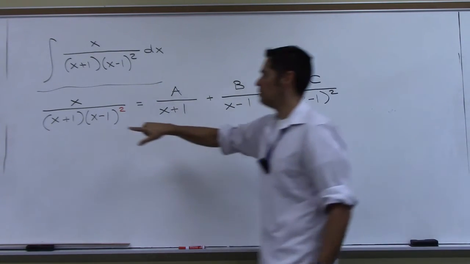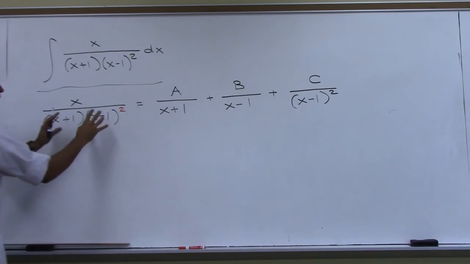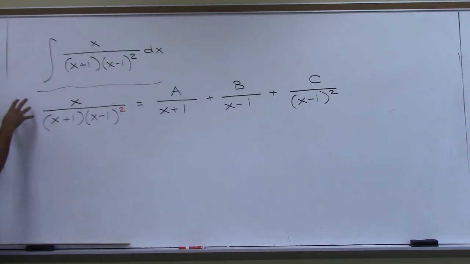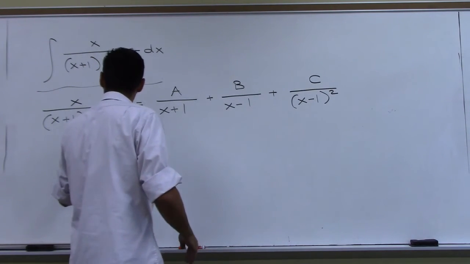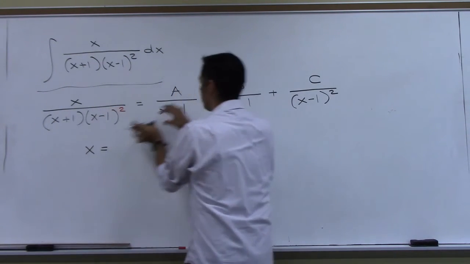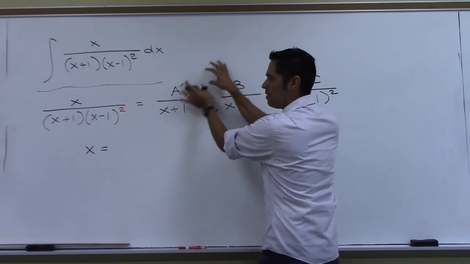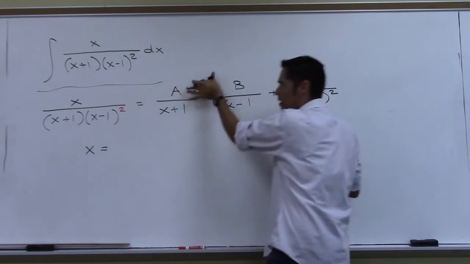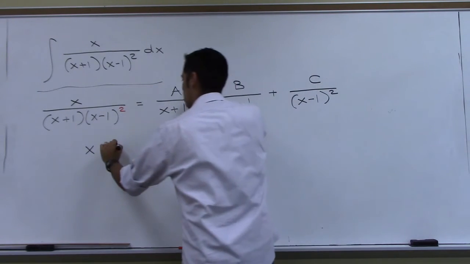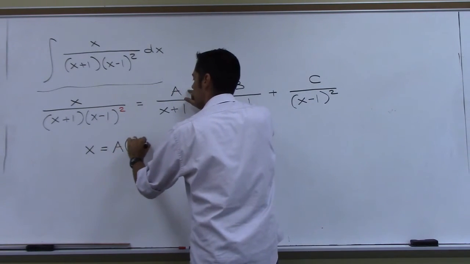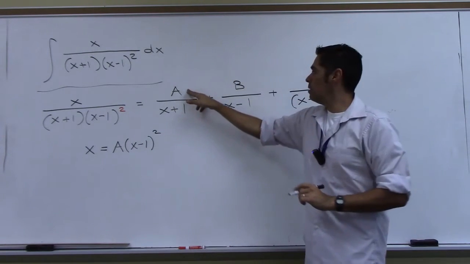Multiplied by this. Okay, on both sides. So what happens when I multiply this on this side? Goes away and I'm left with what? X. What happens when I multiply this whole thing right here? What's the only thing that cancels when I put this right here? The x plus 1 cancels, so I'm still left with what? The a, and then the x minus 1 you said squared, right?